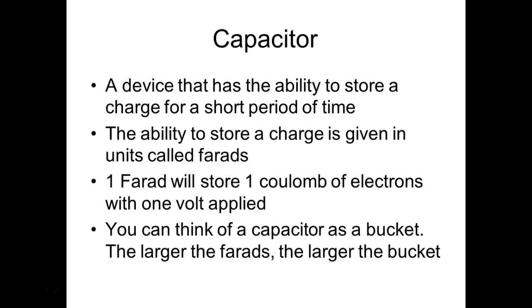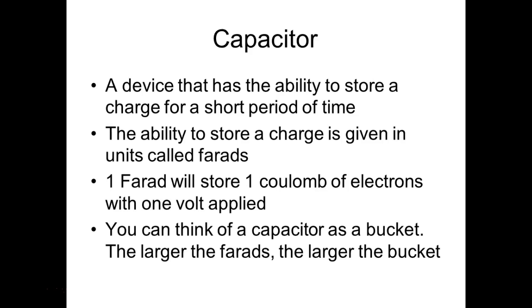So the ability to store charge is given in units called farads. One farad will store one coulomb of electrons at one volt. So first of all, what's a coulomb? A coulomb is an amp not moving. So a coulomb is an amp stored, 6.25 times 10 to the 18th electrons stored. If it's in motion, we call it what? A coulomb in motion, we call it amps. A coulomb stored, we call it a coulomb.